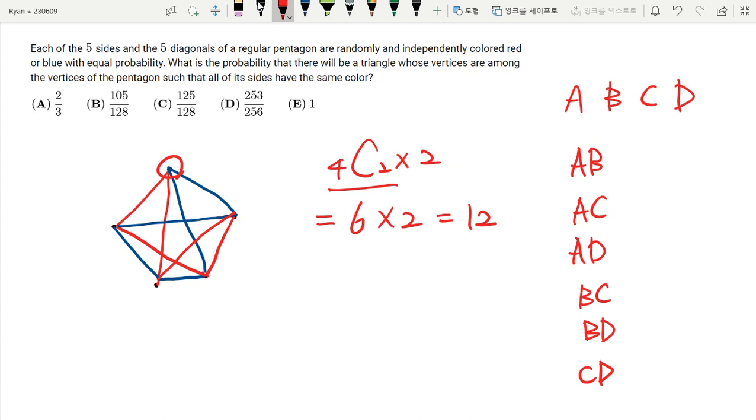And because there are 10 segments in total, and each segment can be either blue or red, the total number of cases is 2 to the 10th power. We subtract this complement from the total cases, and for the probability, we divide this by the original number of cases. So can you find the fraction from the choices when you simplify this?